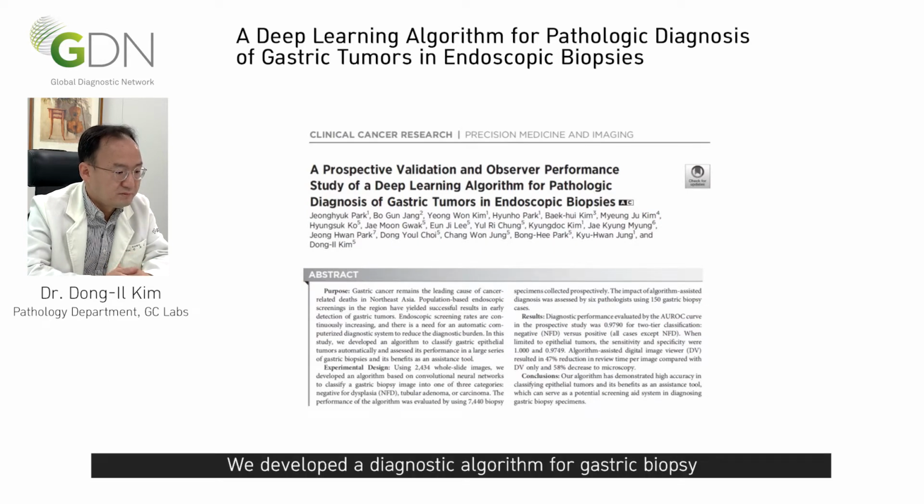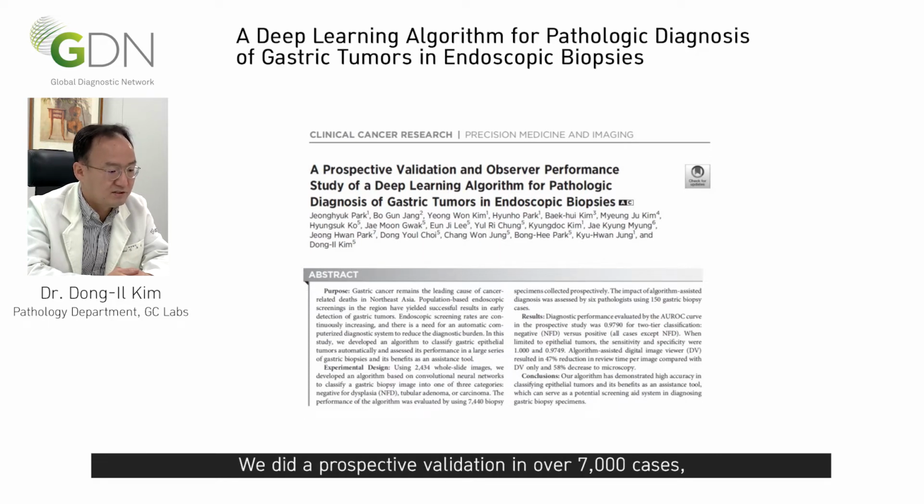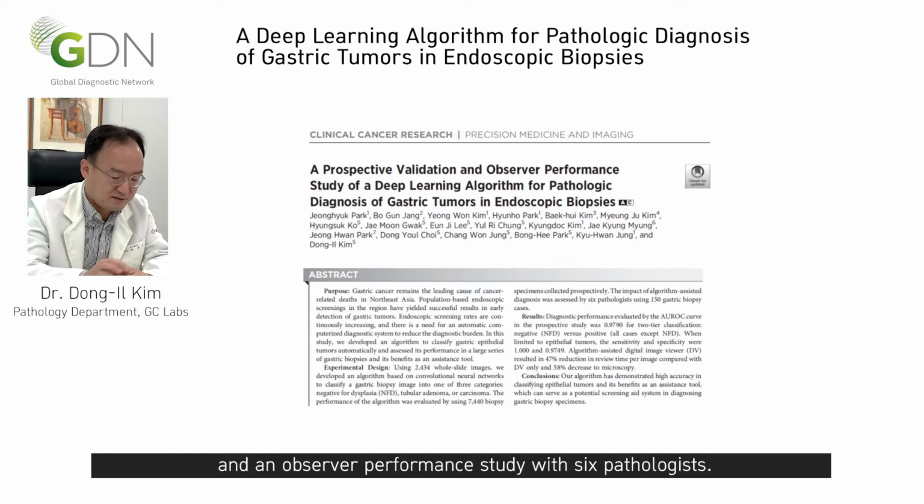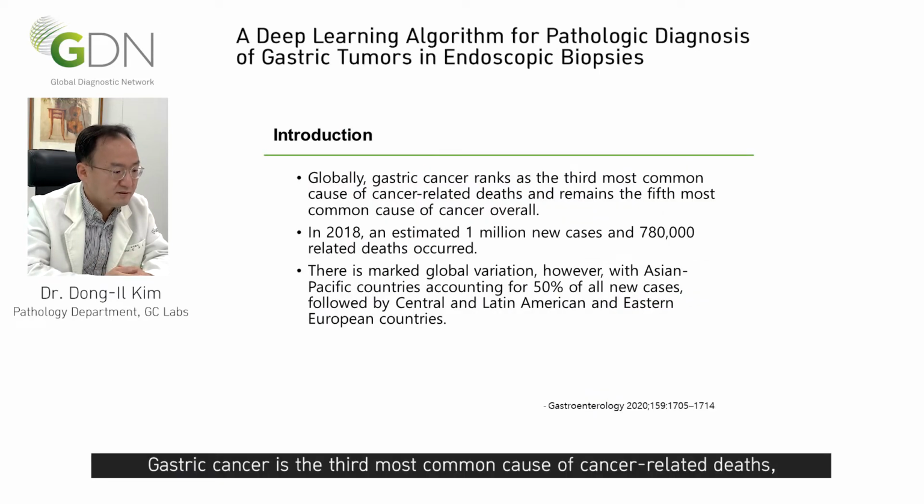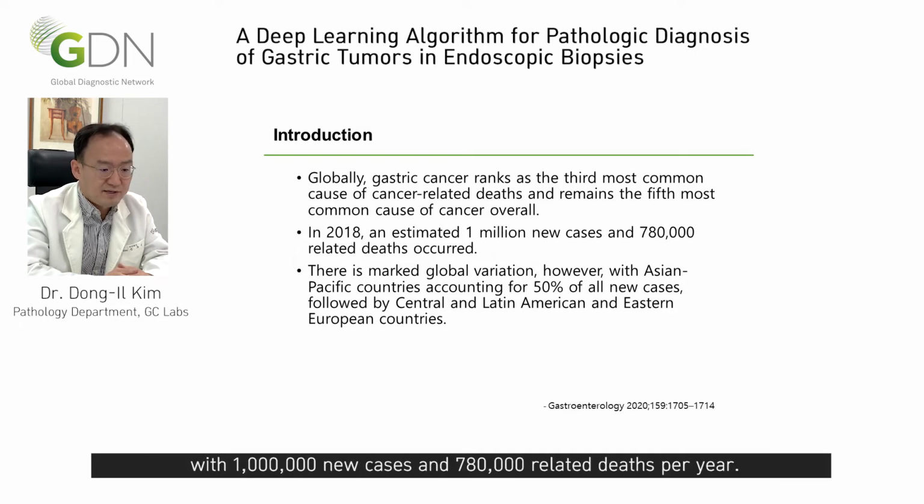We developed a diagnostic algorithm for gastric biopsy, and a paper about it was published last year in Clinical Cancer Research. We did a prospective validation in over 7,000 cases and an observer performance study with 6 pathologists. Gastric cancer is the third most common cause of cancer-related deaths, with 1 million new cases and 780,000 related deaths per year.